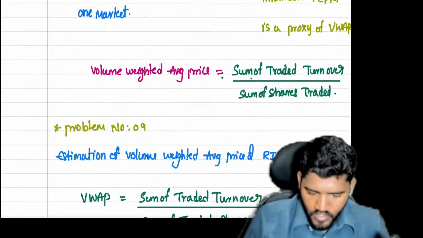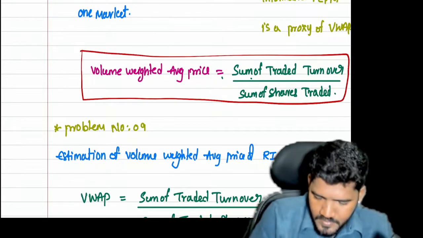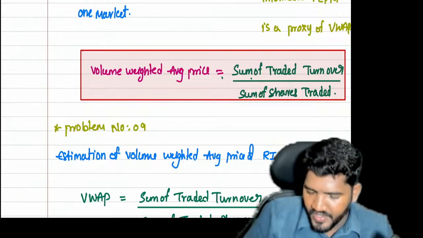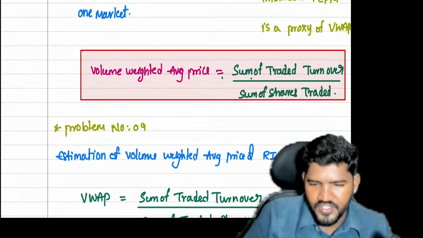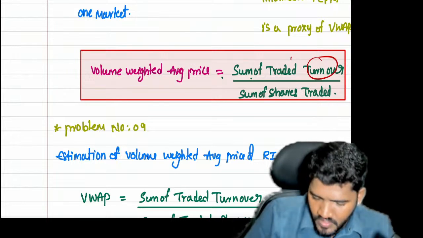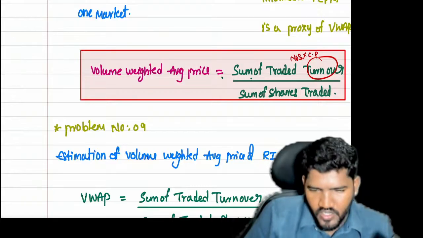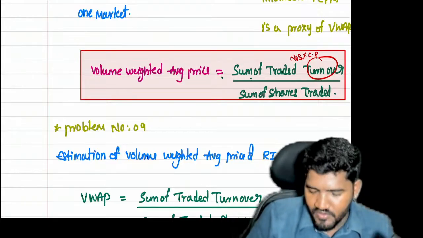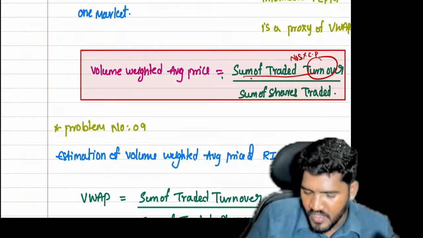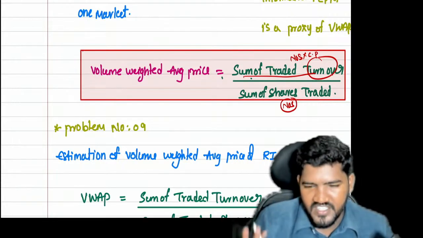Now, how to calculate the volume weighted average price? Volume weighted average price equals the sum of traded turnover divided by the sum of shares traded. Turnover means number of shares into closing price. If you multiply these two, you will get a turnover. The sum of all 10 days is the sum of traded turnover, divided by the 10 days number of shares, which is the sum of shares traded.